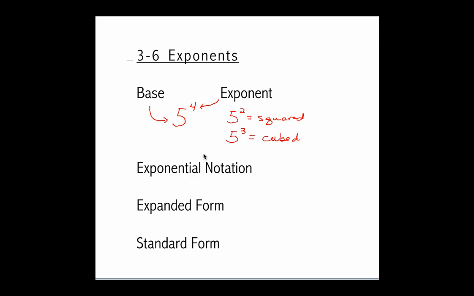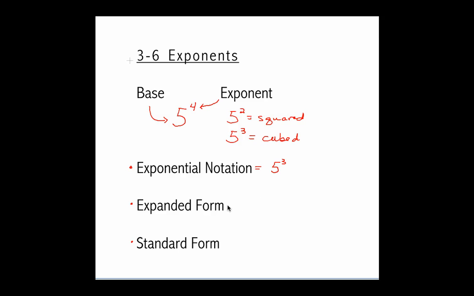Now, it's really important to remember these next vocabulary words when we're talking about exponents: exponential notation, expanded form, and standard form. Exponents written in exponential notation, sounds like such a huge word for what it really is, would really be the number written as an exponent. So if I had, let's say, 5 cubed, that would be exponential notation, written as an exponent.